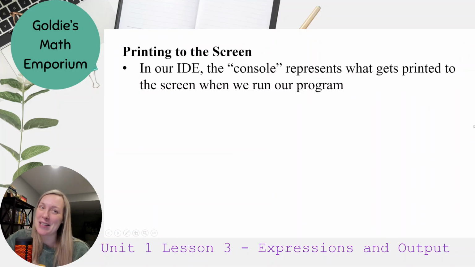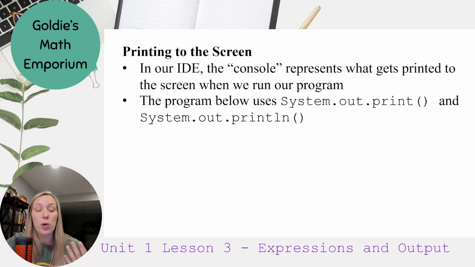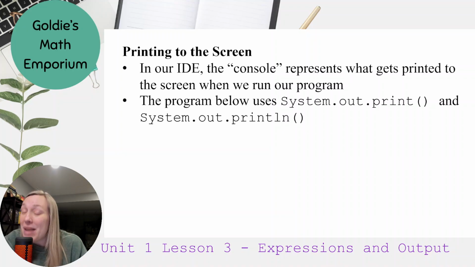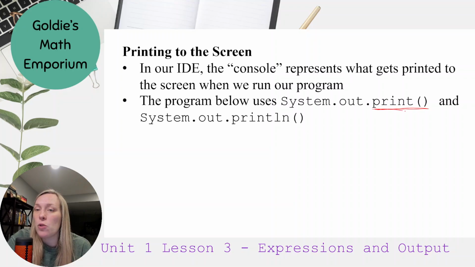Let's first talk about printing to the screen. So we've already seen how we print to the console. And in our IDE, the console represents what gets printed to the screen as we run our program. So our program that we're going to see and that we have seen before uses what's called System.out.print and System.out.println. Okay, so you see here we have two method calls to print to the screen. So we'll use print, with open and close parentheses, and we'll use println, that's an ln, with open and close parentheses.